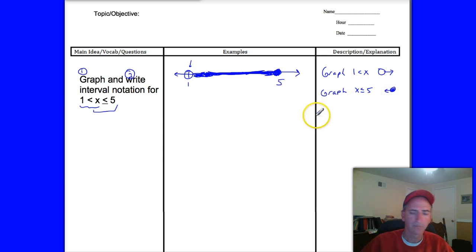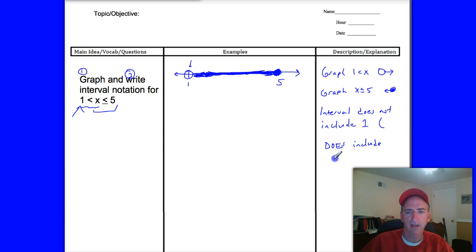All right, now consider this, that the interval does not include 1. So that's going to be a parenthesis going this way because it's the left boundary right there. And then it does include 5. So that's going to be a bracket going this way because that's the upper boundary here. Okay, so interval notation would look like this: parenthesis 1, comma 5, bracket. That represents the same thing that this graph represents here. These two things are the same, basically.